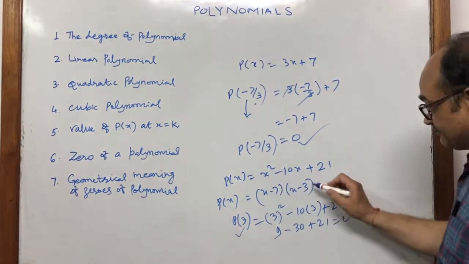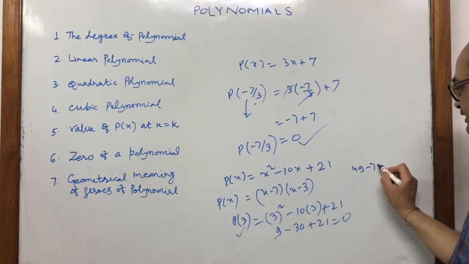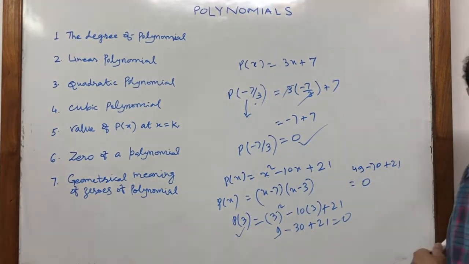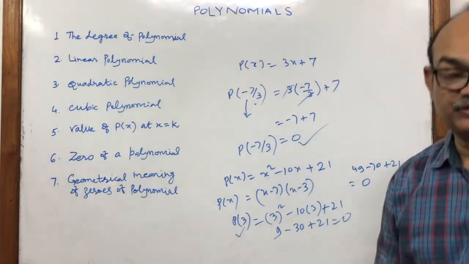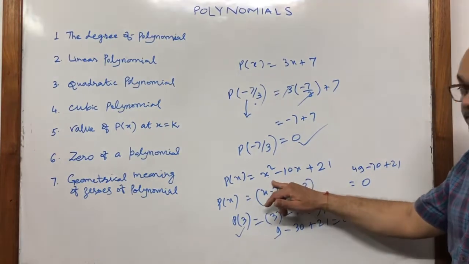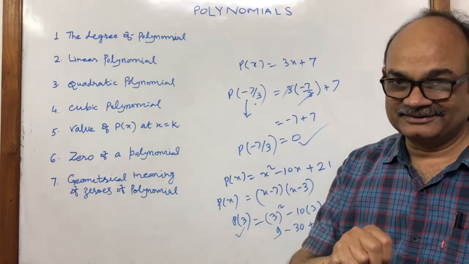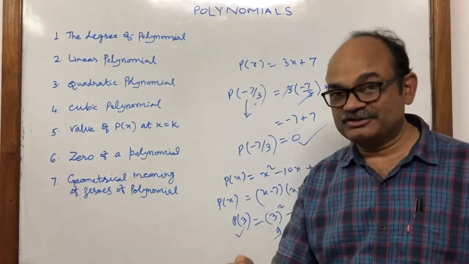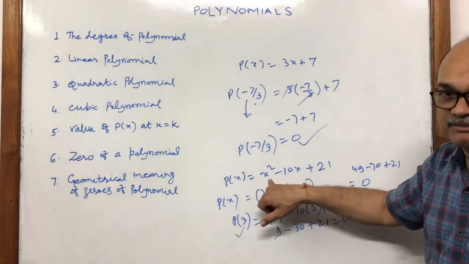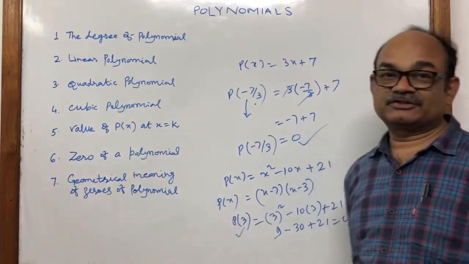I want to substitute, by the way, 7. Put 7: 7 square is 49, minus 70 and plus 21. What are we getting? Again 0. Hence, this is nothing but one more zero of the polynomial. The conclusion is, if the highest power is 2, we have at most 2 zeros. There can be 2 zeros, there can be 1 zero, there can be 0. But it is very clear that the highest power is 2, which means the total number of zeros is at most 2.